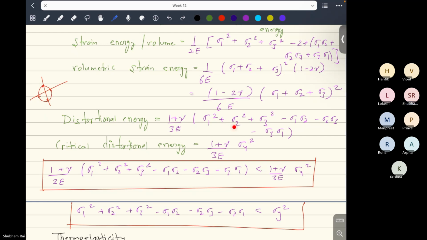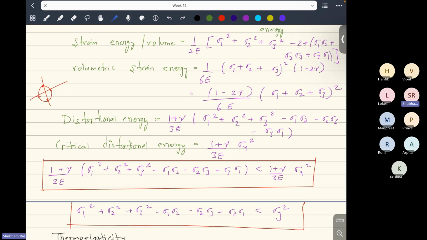Finally, the tau that you will get will be sigma y square should be equal to 3 times tau square. So if you take the square root, sigma y will be equal to 1.732 times shear strength. Okay, so that's how it's been done.